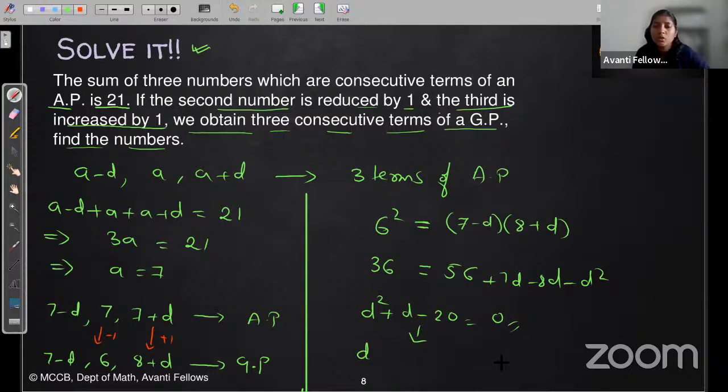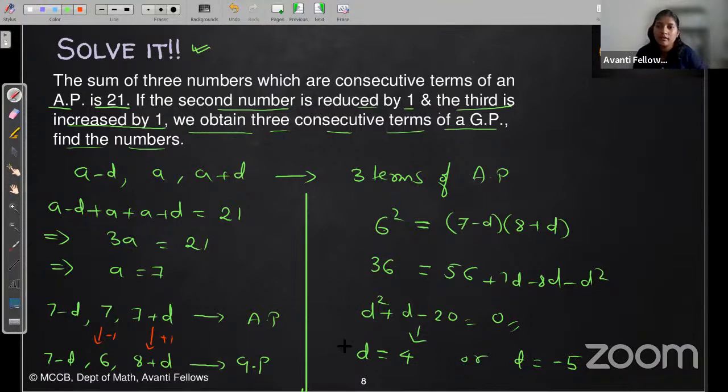You will get two values of D. It's a quadratic equation, right? So of course you have to get two values of D. Come on, you two people, come on. So when you factorize it, you get D is equal to 4 and D is equal to minus 5.